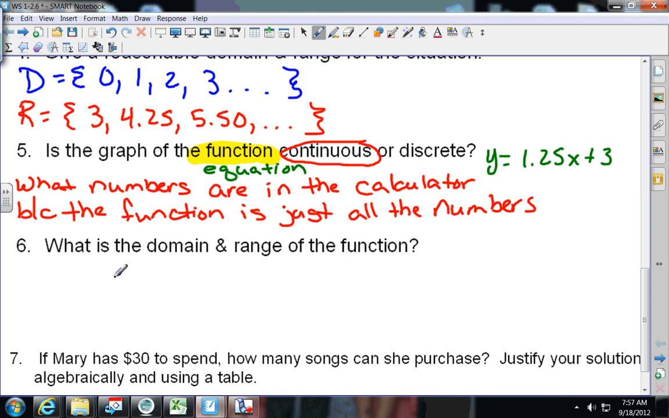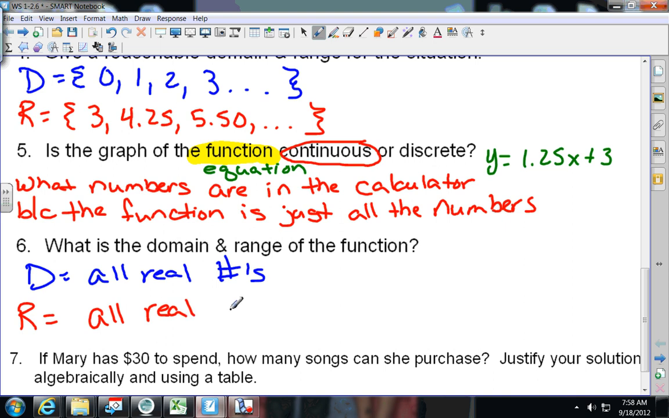When it asks about domain and range, the domain in the calculator, it's going to have all the numbers. So what we're going to write is all real numbers. It's always going to be like that because in the calculator, it's going to give you all the numbers. The range is going to do the same thing. All real numbers. Maybe you want to star and highlight that to remember that because you're going to see it again and again.